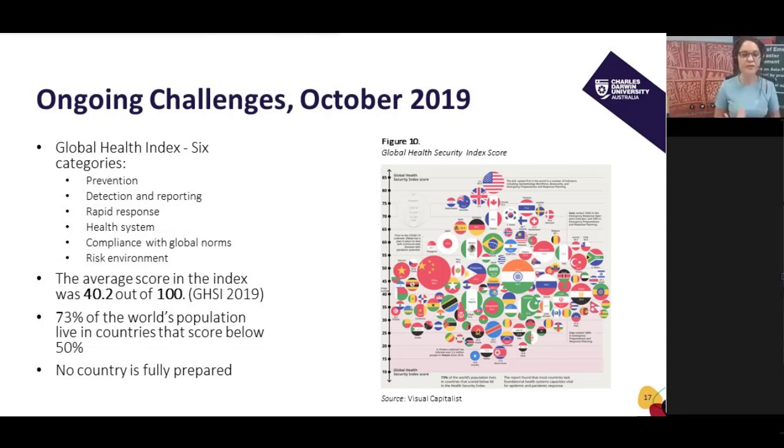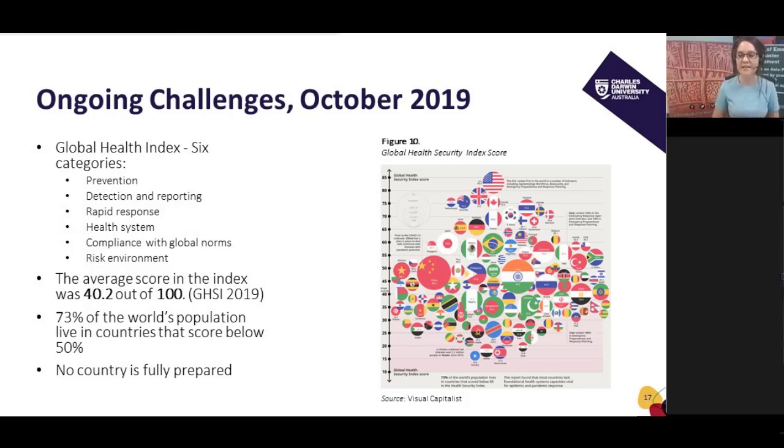The next month, the Global Health Security Index was released. Now, this index was the first comprehensive measure of the global health security capabilities of 195 countries. And it found that no country is fully prepared for epidemics or pandemics. For example, the average score was 40 out of 100, and more than 73% of the world population lives in countries that score below 50. Most countries don't have health system capacities to respond to health emergencies, and more than 55% face significant political and security risks that could undermine their ability to manage infectious disease outbreaks.